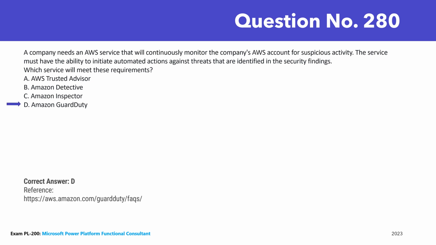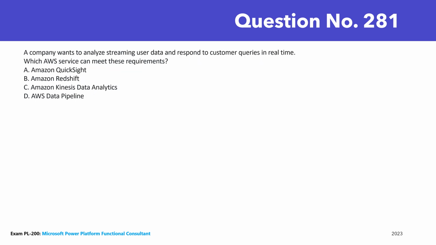A company wants to analyze streaming user data and respond to customer queries in real time. Which AWS service can meet these requirements? A. Amazon QuickSight. B. Amazon Redshift. C. Amazon Kinesis Data Analytics. D. AWS Data Pipeline. Correct answer, C.